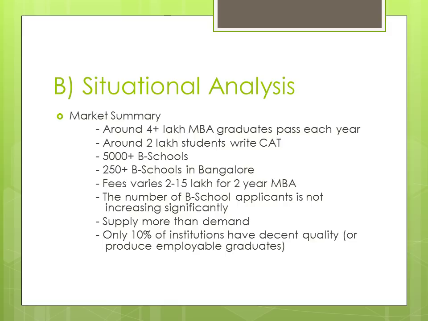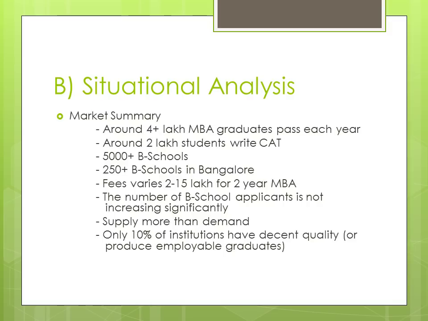So we're starting with the situation analysis, and as we saw, the first is market summary. So what would a market summary consist of? One, we look at the total number of MBA graduates passing a year. That's 4 lakh plus, more than 4 lakh MBA graduates passing every year. 2 lakh students write CAT. We have 5,000 plus B schools in India, around 250 plus B schools in Bangalore. The fees in B schools vary from, let's say, 2 lakh to 15 lakh for a 2-year MBA program, and the number of B school applicants is one of the factors.